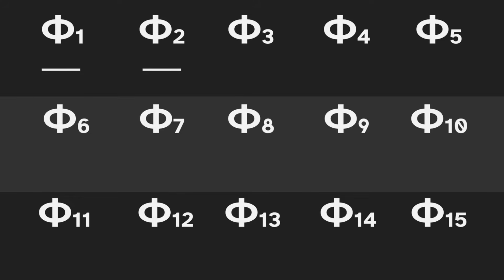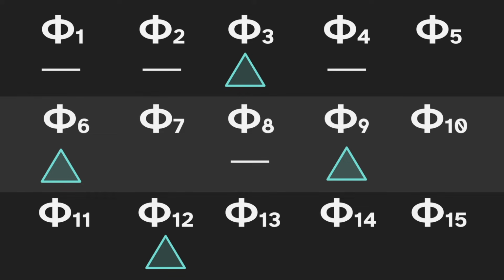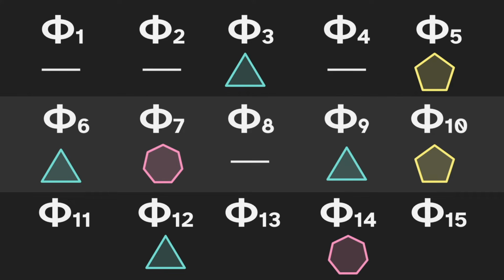1 and 2 are pretty boring. They just give us a line between 2 points. And the same is true for 4 and 8. 3, not surprisingly, gives us a triangle. And we get a triangle from 6, 9, and 12 as well. 5 and 10 are pentagons. 7 and 14 are heptagons. And then 11 and 13 are an 11-gon and a 13-gon.